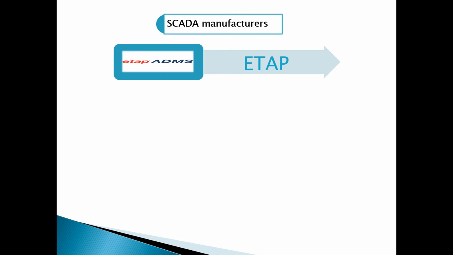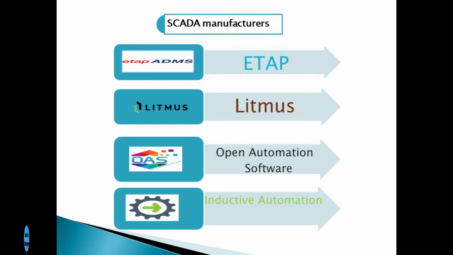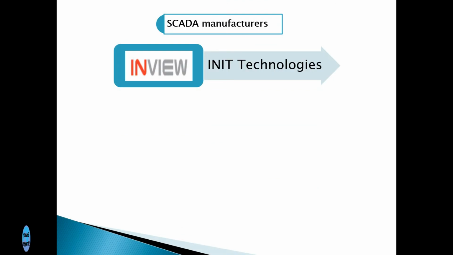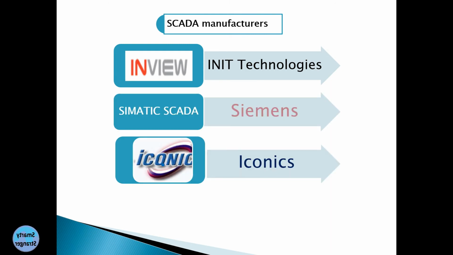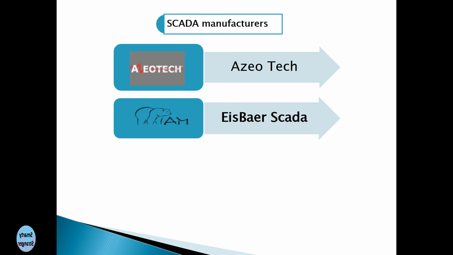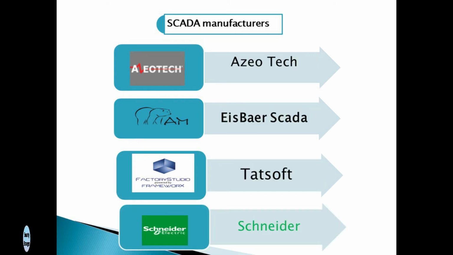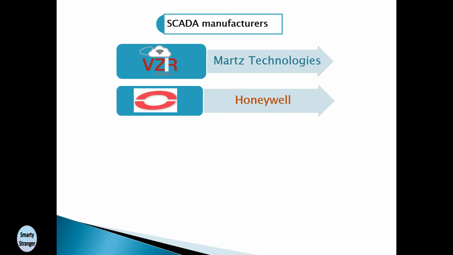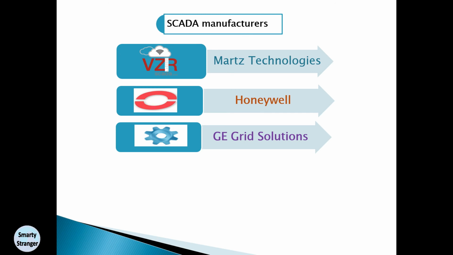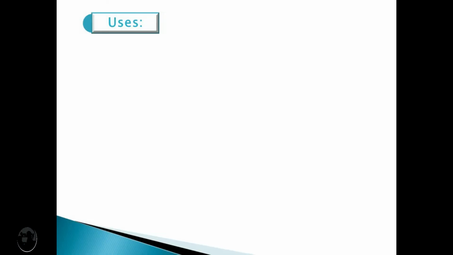Some of them are ETAP ADMS by ETAP, Litmus Edge by Litmus, Open Automation Software by Open Automation Software, Ignition by Inductive Automation, InView IoT Platform by Init Technologies, Simatic SCADA by Siemens, Genesis64 by Iconics, Action.NET by Spin Ingenieria, DAQFactory by Azeotech, EIS Bear SCADA by Alexander Mayer, FactoryStudio by Tatsoft, Schneider, VZR SCADA by Martz Technologies, Honeywell, GE Grid Solutions, Integra XOR by Ecava, and etc.